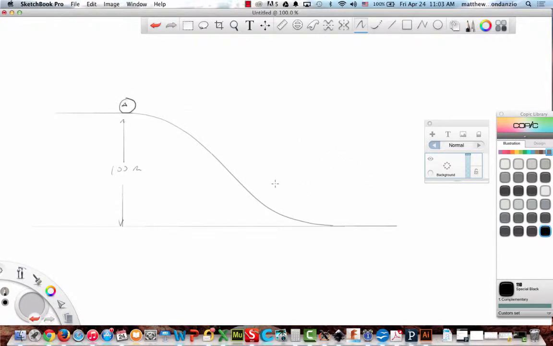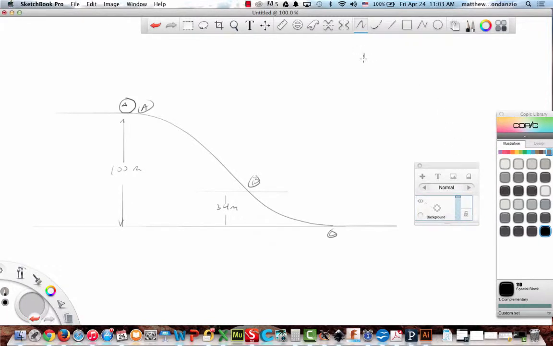And I said what? And point B was how far up? 34 meters. That sounds about right. And that's point A, point B, and point C. And what did I ask you for? I asked you for a bunch of stuff. I asked you for energy total, PE at A, B, and C, KE at A, B, and C, and the velocity at A, B, and C, didn't I?